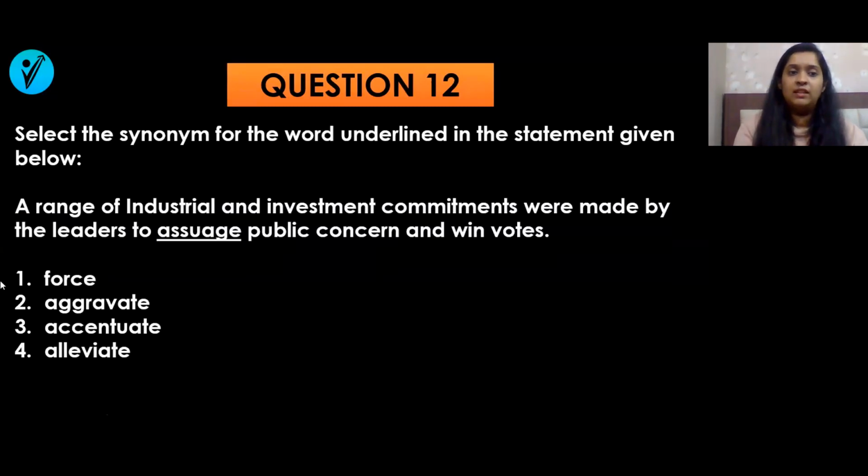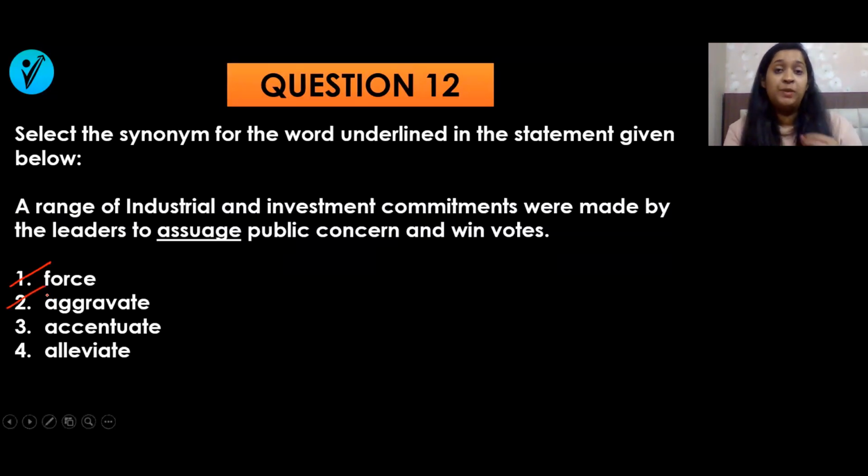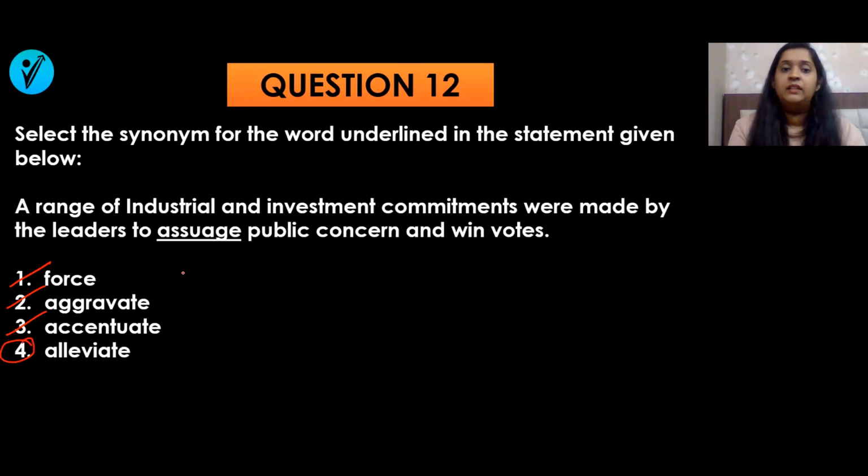Assuage means to separate the public concern and simply win. So force is coerced, so this does not make sense. Aggravate means increase. Accentuate also means make it sharper. And alleviate means separating. So alleviation of poverty. This comes closest to the word assuage. So we will choose option 4.